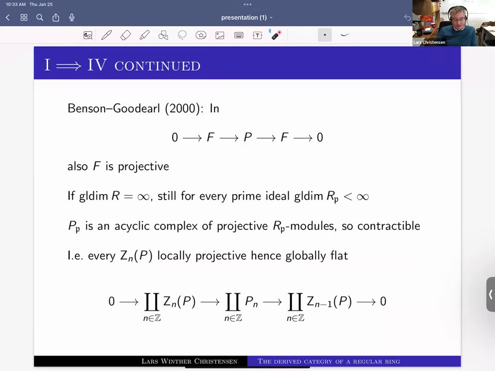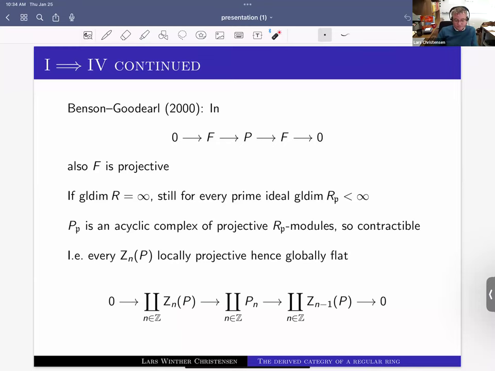Of course, for each n, I'm just looking here at the split exact sequence from before. And the point is that this coproduct here and this coproduct here, of course, are the same module because they are just the coproduct of all the cycle modules. So here I have a flat module, here I have the exact same flat module, and here in the middle, I have the coproduct of all the projective modules of the complex, which is again a projective module. So now I can apply the Benson and Goodearl results to this particular short exact sequence and then conclude that this thing here is projective. And so now the cycle modules in the complex P are projective, and then the complex splits.